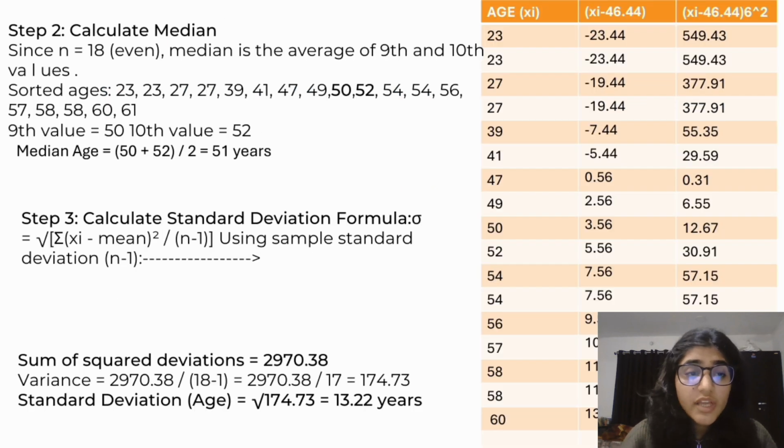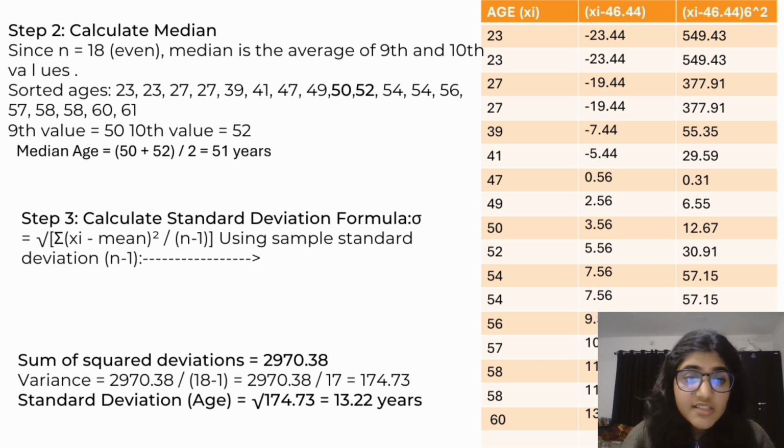Now step 2 is to calculate the median. Since n is equal to 18 students, the median is the average of the ninth and 10th values. So the sorted ages: the ninth value gives us 50 and the 10th value gives us 52. So the median age is equal to 50 plus 52 divided by 2, which is equal to 51 years.